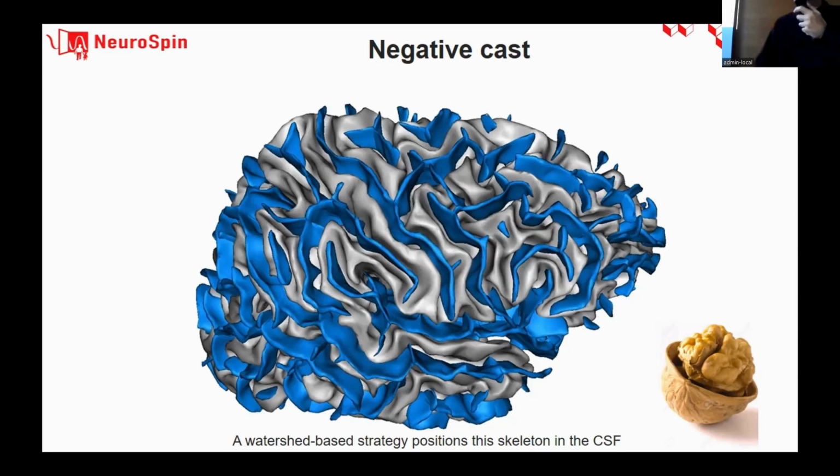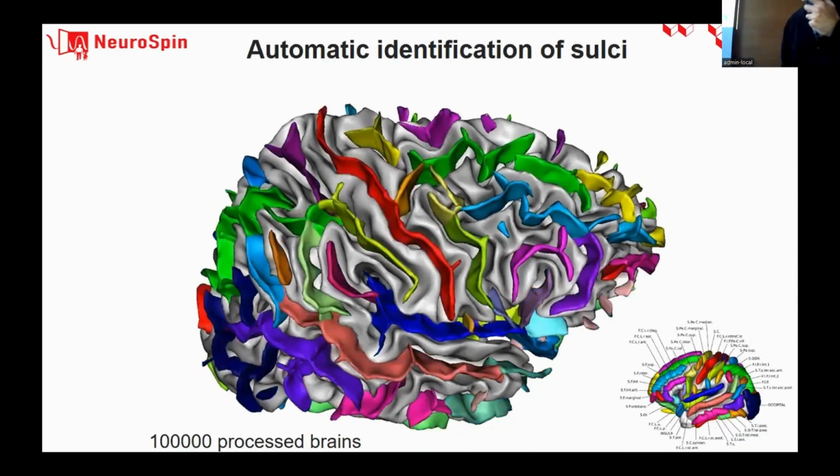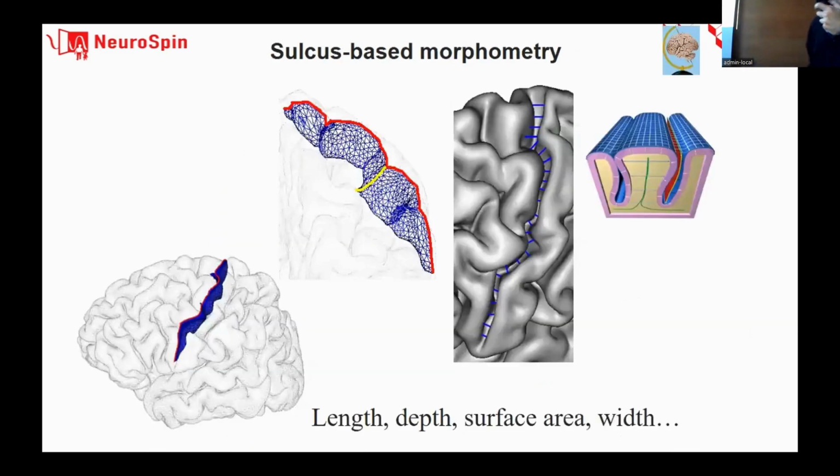And finally, with AI techniques, you can automatically recognize the main sulci that are described in the literature. All these colors correspond to a specific entity. And you can finally quantify the shape of these sulci. For instance, you can compute the length of a sulcus or its depth or its surface area. There's another interesting feature, which is the width between the two walls of the fold, which gives you an idea of the amount of CSF in the fold, which is the quantification of the local atrophy, mainly used, in fact, to study aging and neurodegeneration.